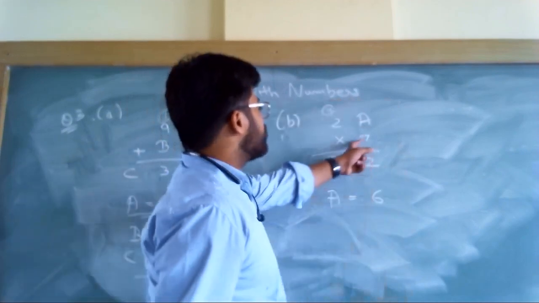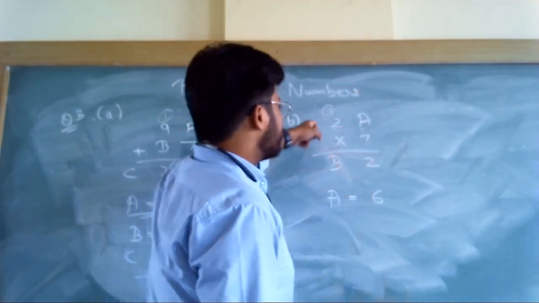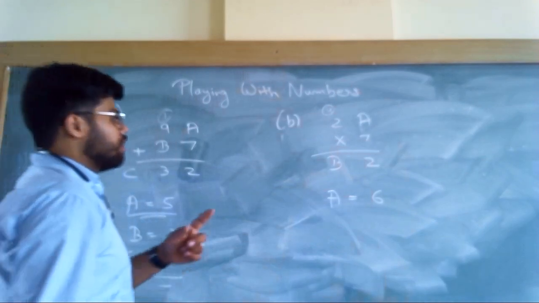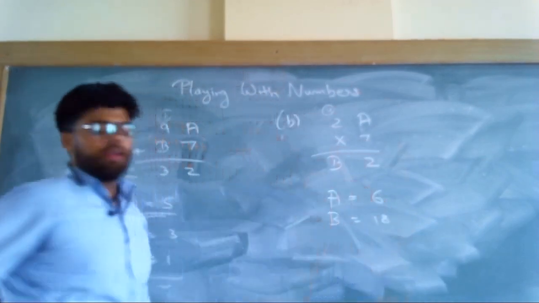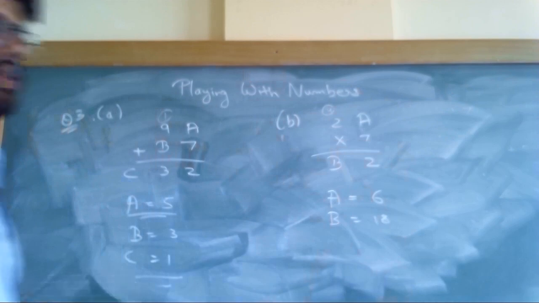Now 7 twos are 14, 14 and 4 is 18. So the value of B is what? 18. Check it. The value of A is 6 and B is 18, or not. Yes, it is the right answer. Now, the C part. After that I will do the C part.